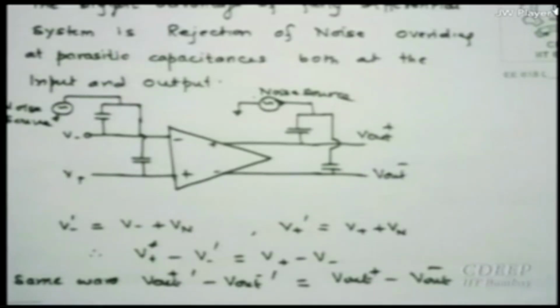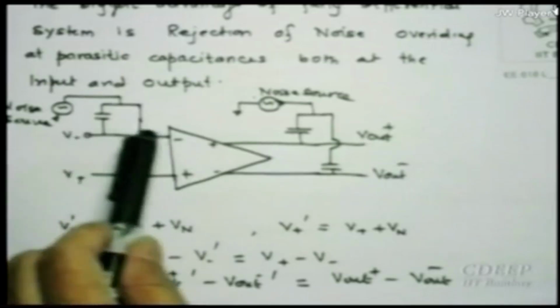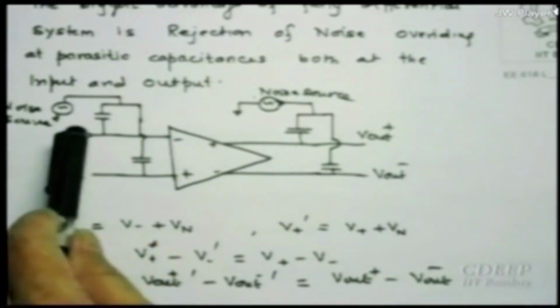If some noise signal comes at the input, our belief cannot be very absurd if we say that at the two terminals there will be two different noises. It's an unlikely event. I am not saying it cannot happen, but it is unlikely. So what will be the actual V minus it will receive?